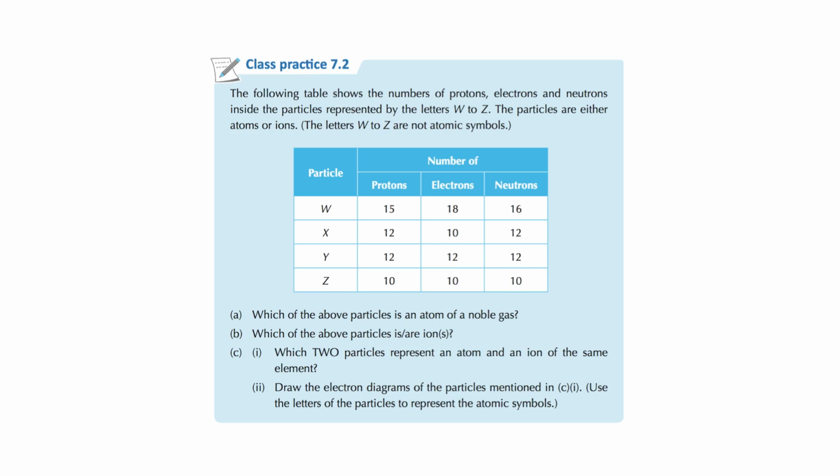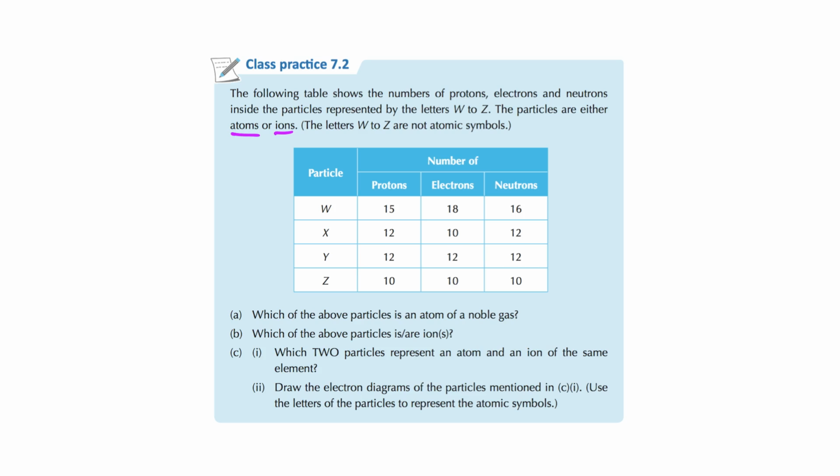So we have one class practice, have a look. The following table shows the number of protons, electrons, and neutrons inside the particles, represented by letters W to Z. Particles are either atoms or ions. That means they may be atoms or ions. Okay, let's have a look.